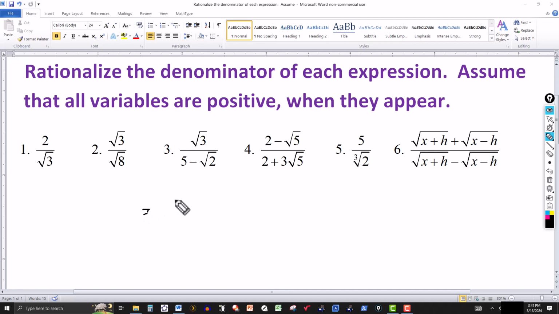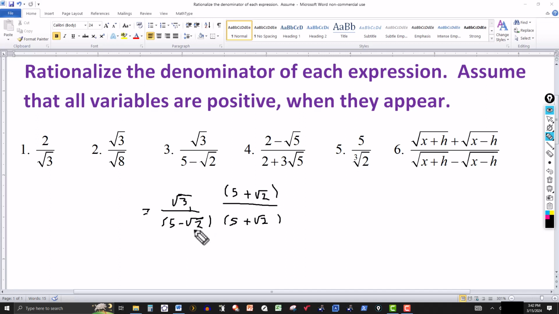So we're going to have the square root of 3 over 5 minus the square root of 2. And we're going to multiply the numerator and denominator by the conjugate. That's the same 2 terms except the opposite sign. So this would be 5 plus the square root of 2. And then same in the numerator, 5 plus the square root of 2.